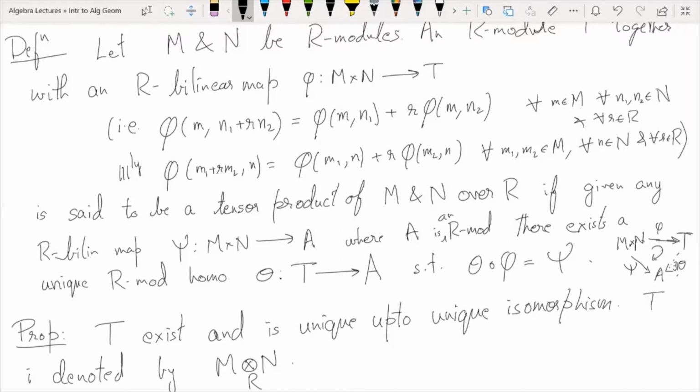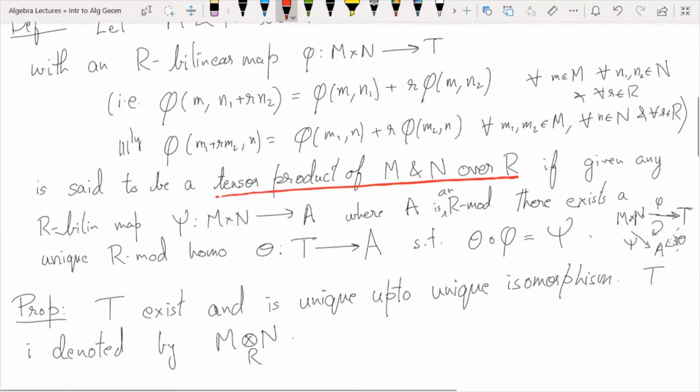So this is the definition of tensor product of M and N over a ring R. Or maybe, when a module is said to be the tensor product of M and N over R, what we'll show is that T exists and is unique up to unique isomorphism. Okay.